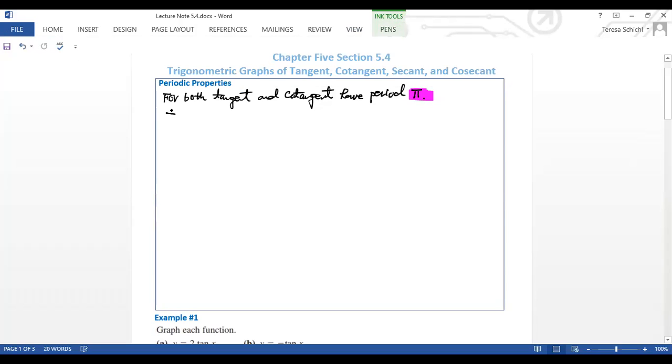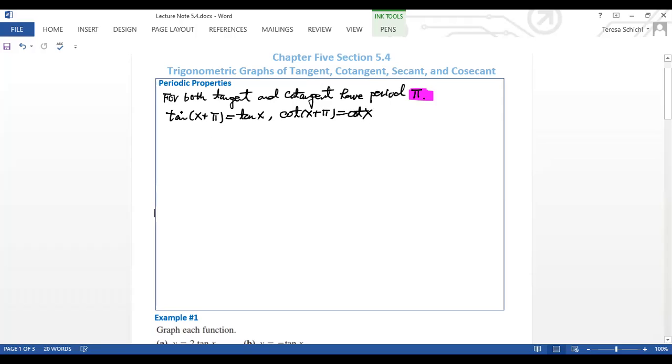That means tangent of x plus pi will be equal to tangent of x, right? The same thing for cotangent: cotangent of x plus pi will be equal to cotangent x here.